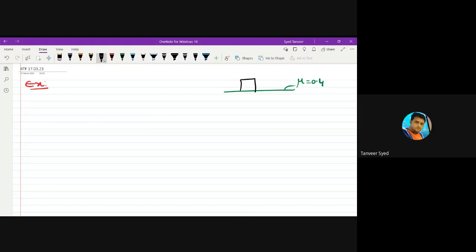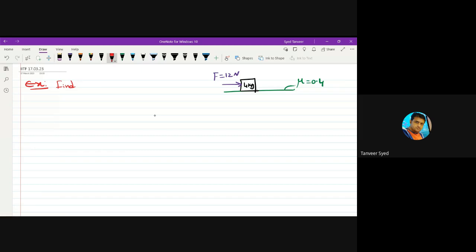And this is a block, let us say of mass 4 kg, and an external force is applied on this block, which is equal to, say, 12 Newton. Then what is the acceleration of the block?